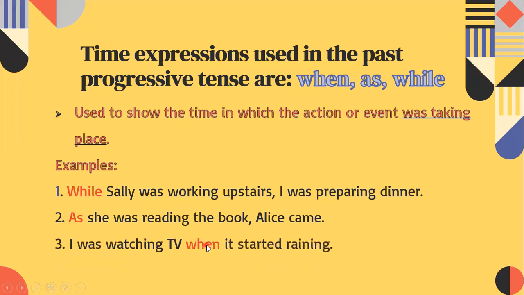Or I was watching TV when it started raining. So it started raining at the same time when I was watching TV. And here we have 2 parallel actions. So when shows me that these 2 actions are parallel, which means both of them were taking place at the same time going on in the past. Okay, so you see time expressions express the time in which the action was taking place.